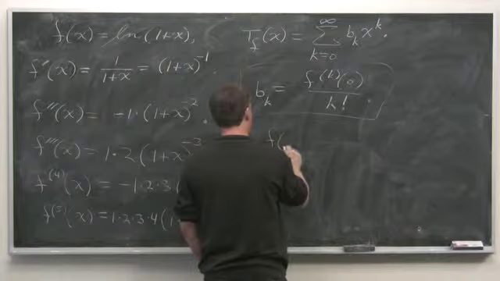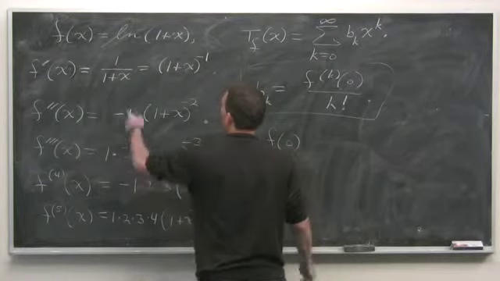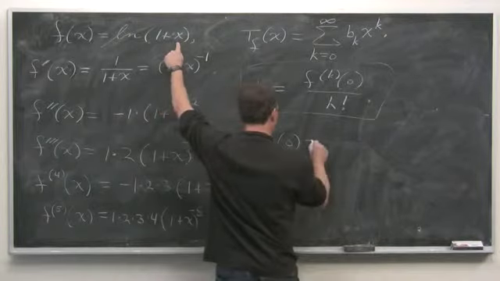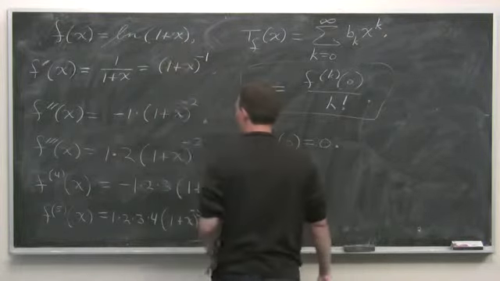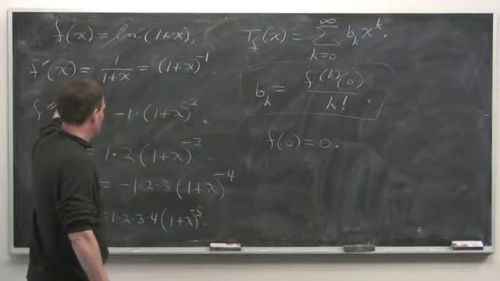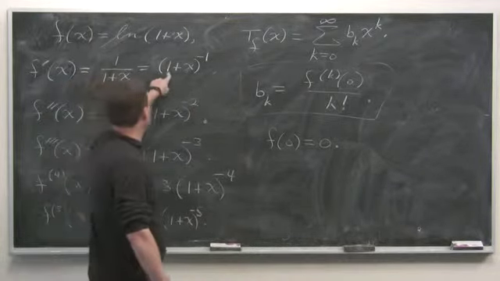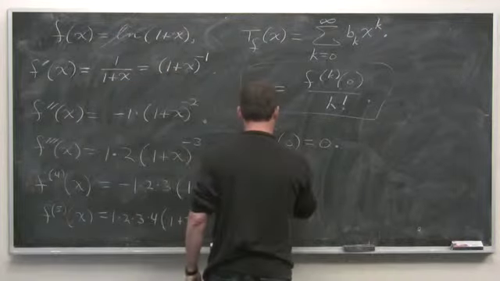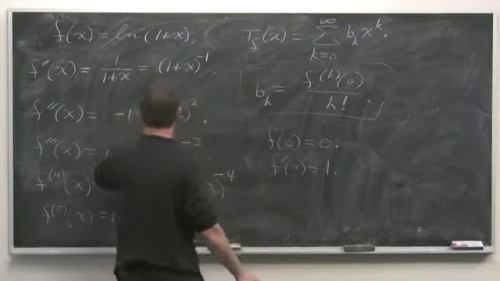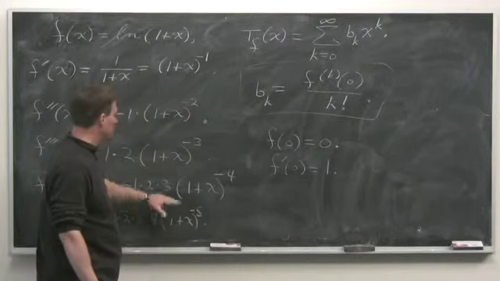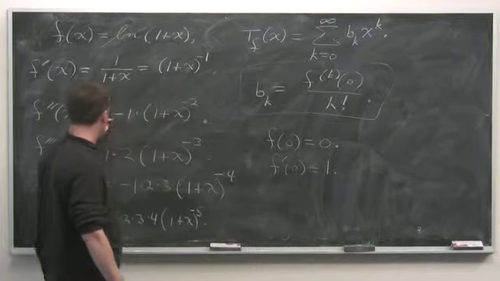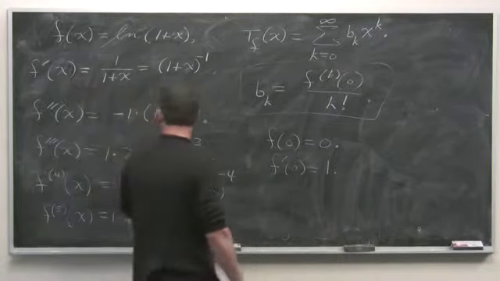So what's f of 0? F of 0 is the natural log of 1 plus 0. Well, that's the natural log of 1, and that's 0. Okay, that's fine. But then, what are we getting? We're getting f prime at 0 is just 1 to the minus 1. So that's 1. F double prime at 0. Every time we plug in 0 into one of these, we're going to get 1 plus 0 to this power. So that's just 1. So what we're getting are the coefficients in front of here.